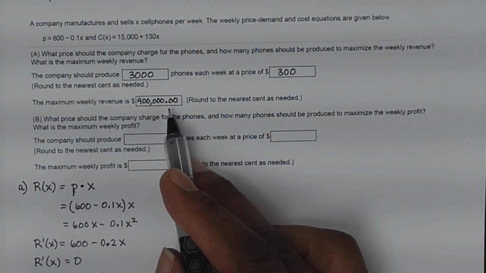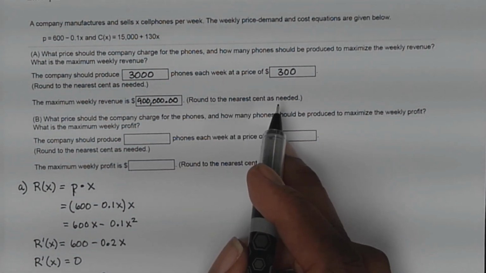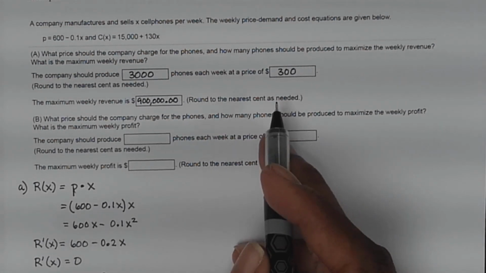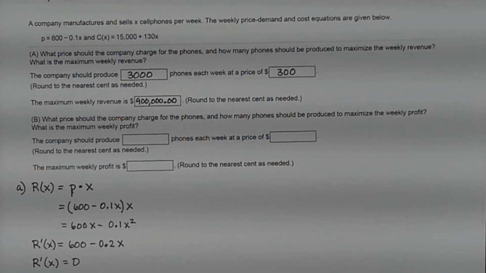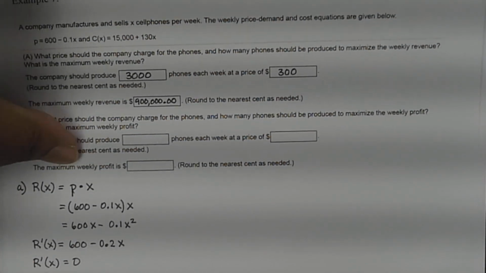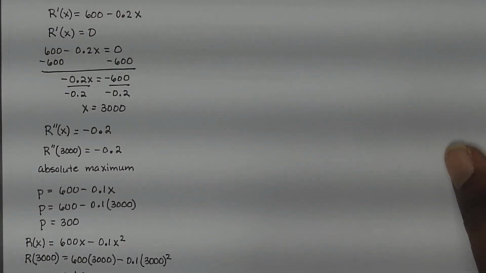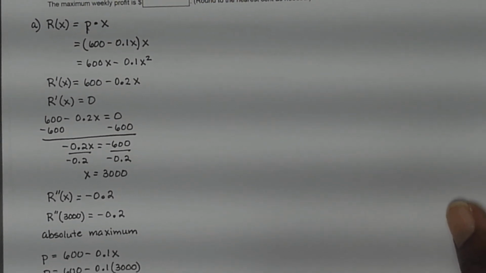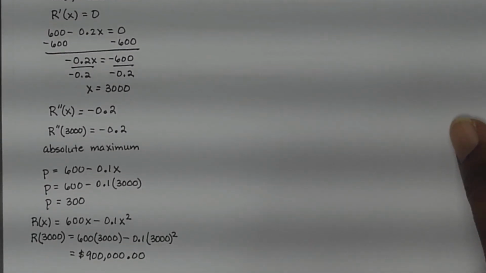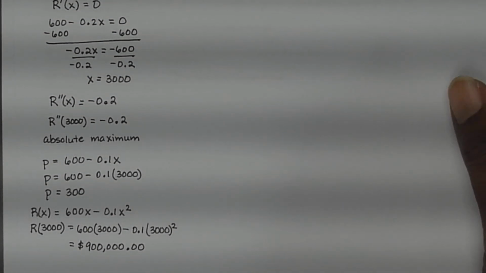And notice that I put two zeros behind the decimal point because it does say round to the nearest cent as needed. And that's what they're going to be looking for when you type in your answer in my math lab. Okay? So all of this represents part A. And if you want to, you can pause the video to try to write as much of this down.